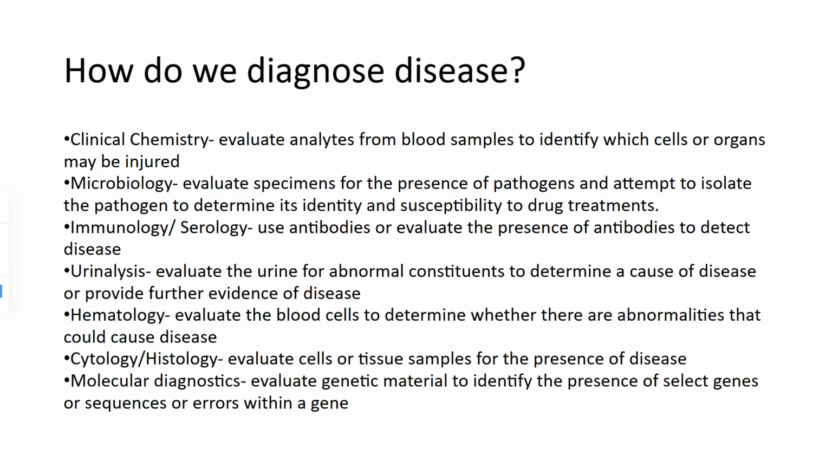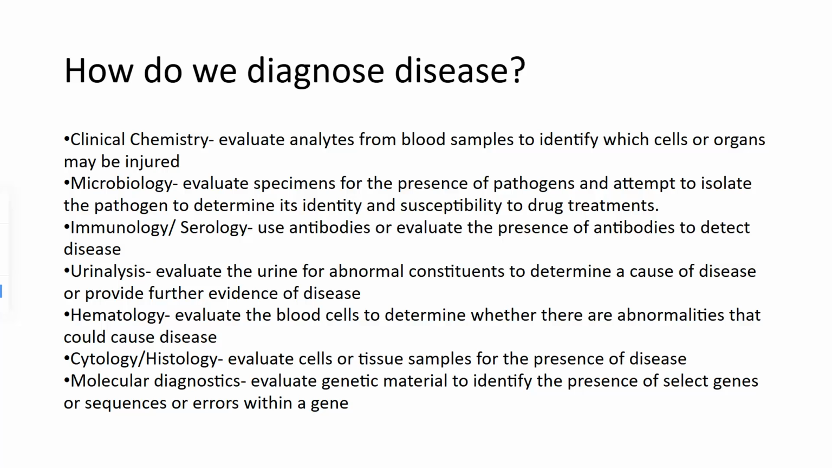So when we think about how we diagnose disease, we've got various areas of the lab, and there's different things that they evaluate in those areas that will help us diagnose what's wrong with the patient. In clinical chemistry, we mostly evaluate analytes from blood samples to identify which cells or organs may be injured. In microbiology, we evaluate specimens for the presence of pathogens and attempt to isolate the pathogen to determine its identity and susceptibility to drug treatments.